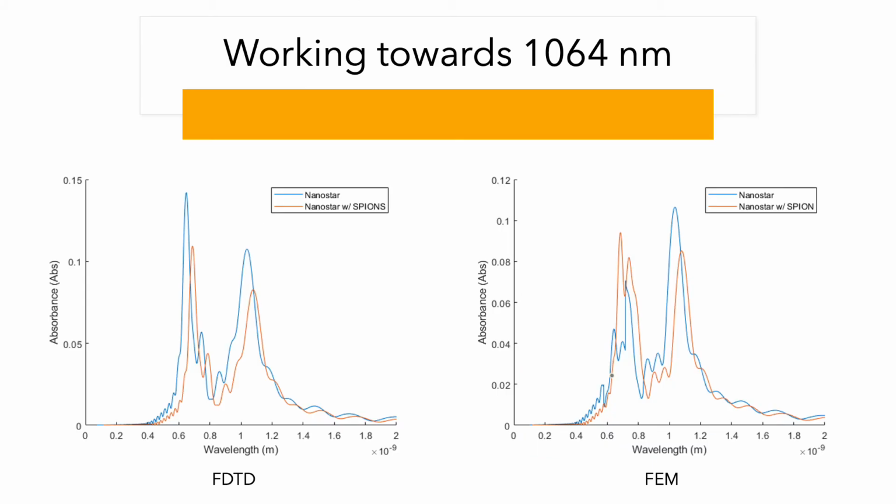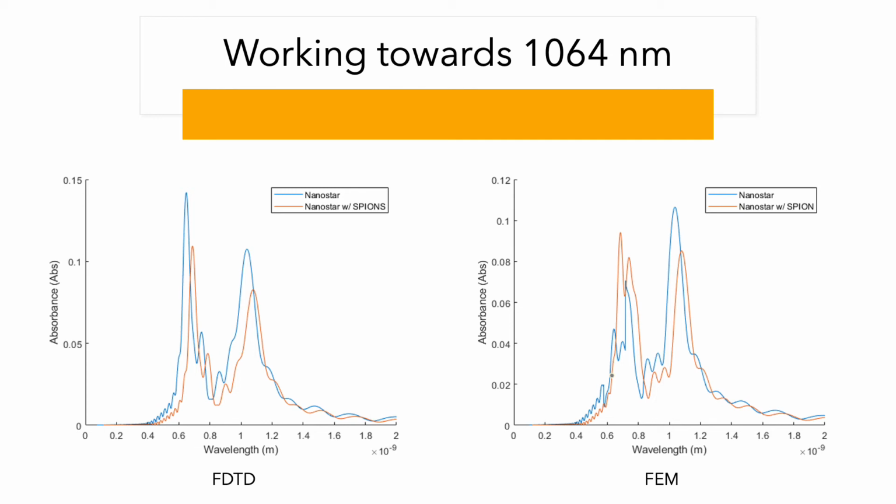Working towards 1064 nanometers. As I mentioned a slide or two ago, we are looking at moving the absorption peak in our near-infrared region to as close as 1064 as we can. This is because the commercially available Nd:YAG laser has an emission peak at 1064. If we can match our nanostar's absorption peak with the emission peak at 1064, it means that we'll have a much more efficient contrast agent when doing photoacoustic imaging.